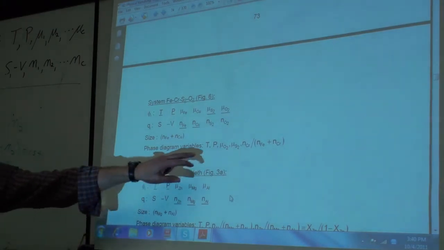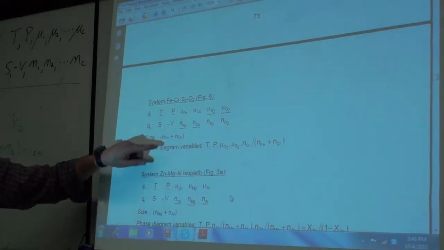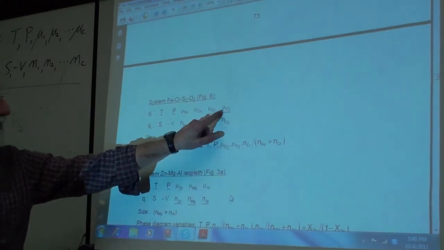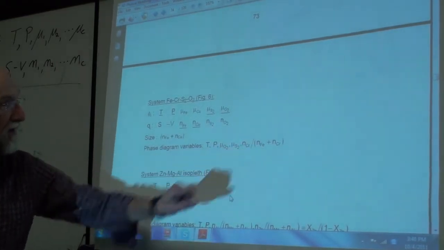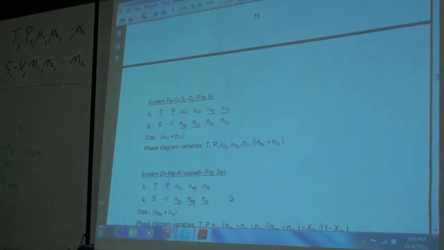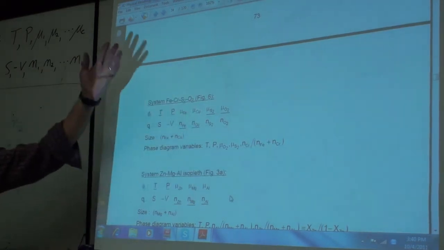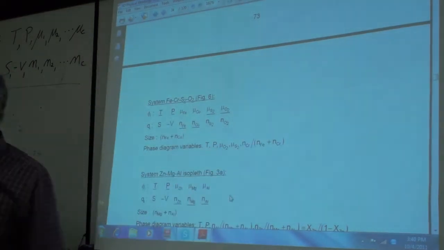My variables then will be temperature, pressure, the chemical potential of oxygen, the chemical potential of sulfur, and a normalized variable, which is the number of moles of, do you believe, how many mistakes? I corrected that over and over. This should be mu of chrome, of course, and this should be the number of moles of chrome. It's the chrome system. So it's chrome over iron plus chrome.